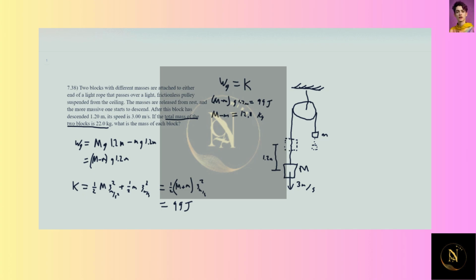So now we have an expression for the difference of the masses equal to some value. And in order to find what the big mass is, I'm going to write what the total mass of the two blocks is. So I have big M plus little m, that's going to be equal to 22 kilograms. And now I can take these two equations and add them together. And I get 2 big M is equal to 34.11 kilograms.